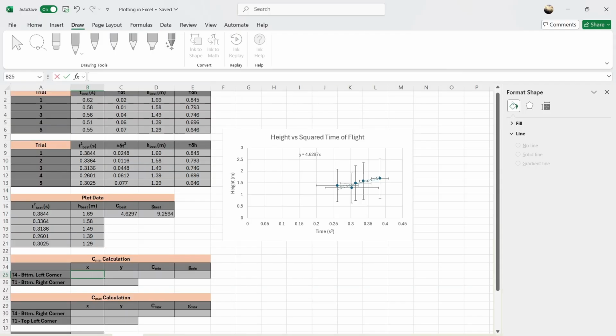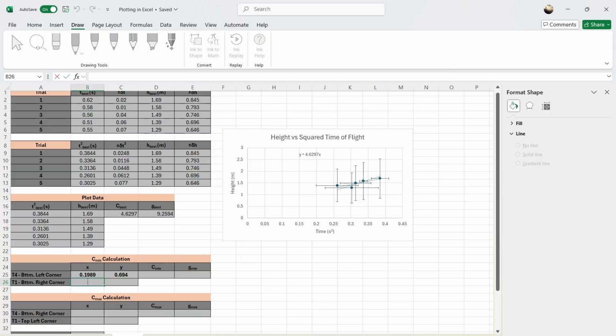Alright, so for trial 4, we're going to the bottom left corner. Because we're going to the left, we have to subtract. So we take the value of t squared for trial 4, and we subtract the uncertainty to go to the very left side of the box. And because we want to go to the bottom, we have to take the y value for trial 4, which is this right here, and we have to subtract so that we can go downwards. This gives us the bottom left corner of trial 4.